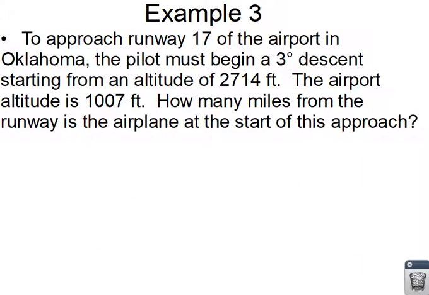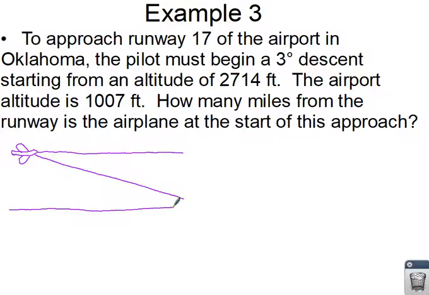Alright, to approach runway 17 of the airport in Oklahoma, so we've got an airplane. We'll just draw a little airplane up here. Looks like a bird. And he's flying this way, horizontally. The pilot must begin a 3-degree descent starting from an altitude of 2,714 feet. So he's descending to the ground, a 3-degree descent. He starts from 2,714 feet above the ground.